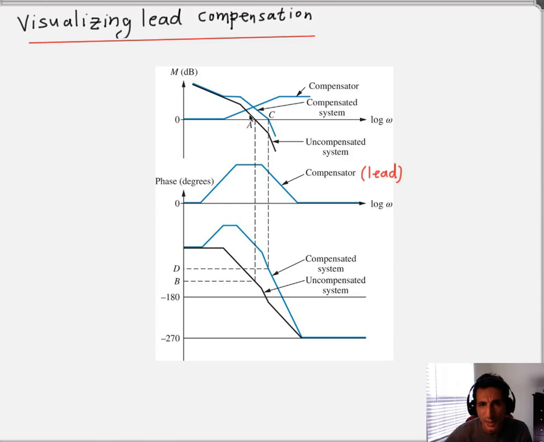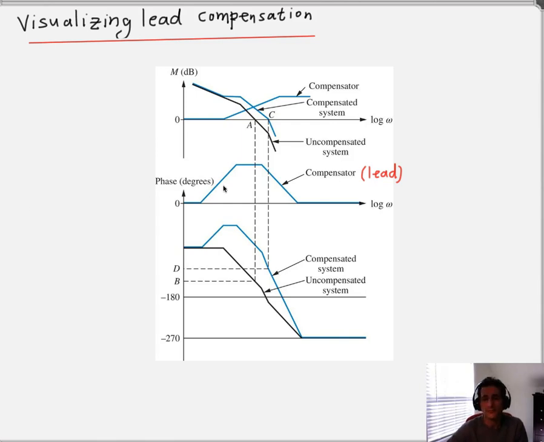At the same time, just because your gain crossover frequency has increased from point A to C, that results in a larger phase margin as well as a larger bandwidth. This is a feature, or the characteristics, of a lead compensator.